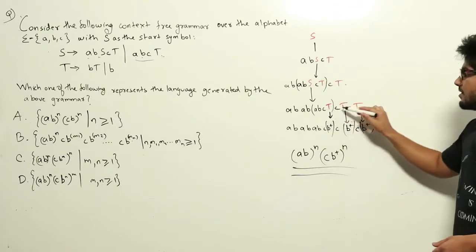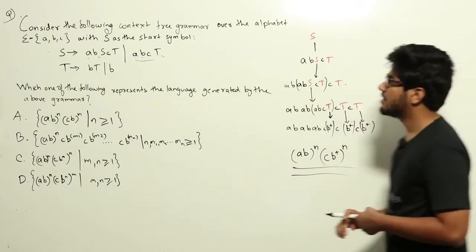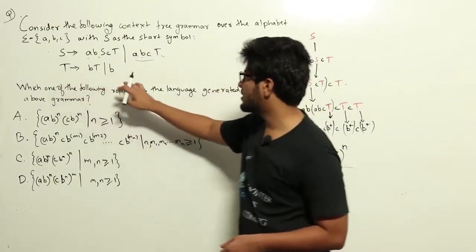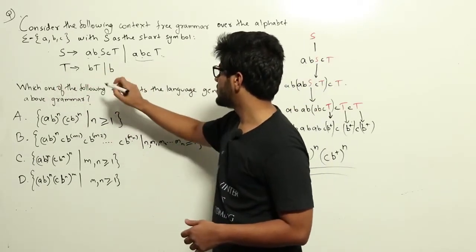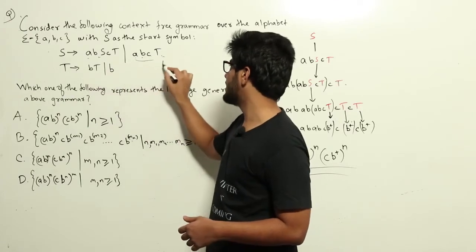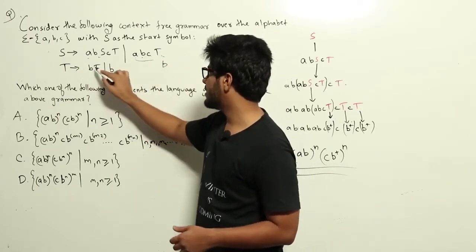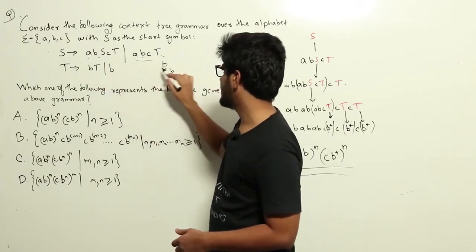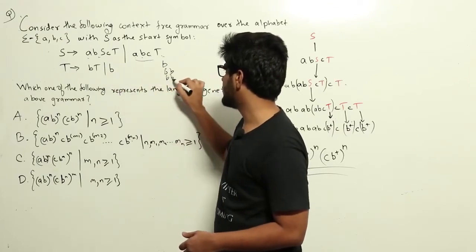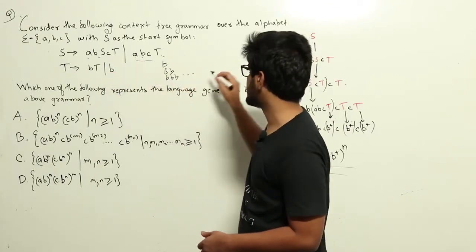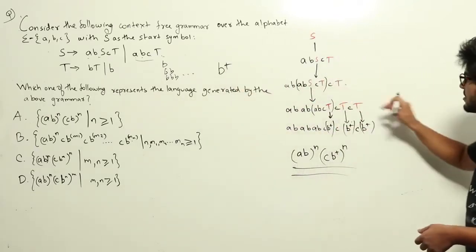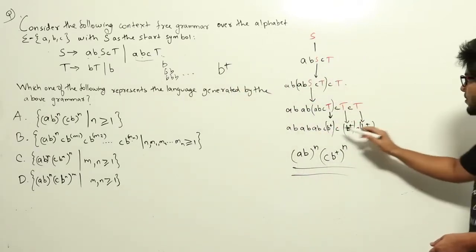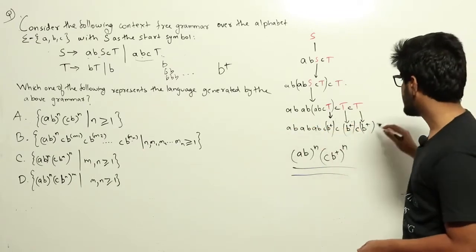After that, we can see that there are a few number of T's in here. If you look at the grammar for T, you'll see that T always gives BT or B. The smallest string generated here would be B, the second smallest would be BB, the next one would be BBB, etc. So T results to B plus, that is one or more B's. So each of these T's we can rewrite as B plus. So these are the strings generated by the grammar.